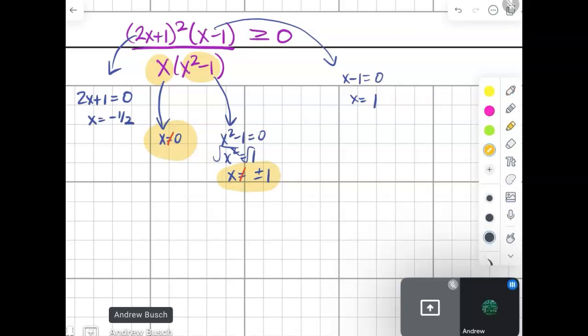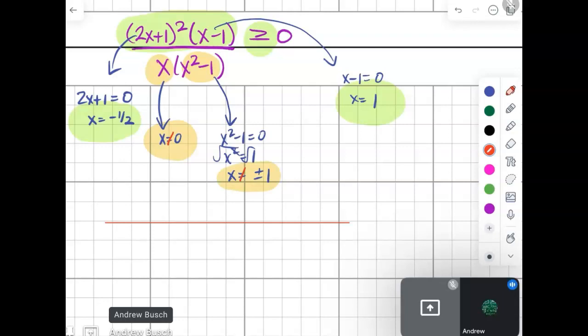Then if you look at the factors that you got on top, so we got negative 1/2 and we got 1 from the top factors, you want to look at your inequality symbol and decide whether they're going to be equals or not equals. So in this case, it's greater than or equal to, so you're going to keep them as equal signs. If you did not have the line under the inequality, then you would turn them into not equals. So you're going to make your number line to start.